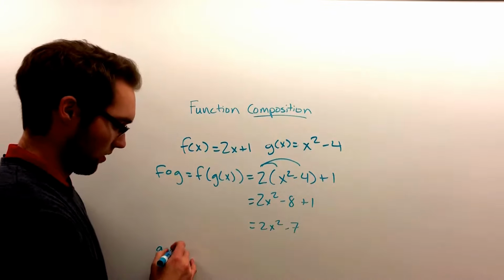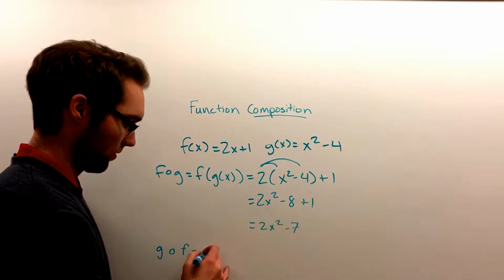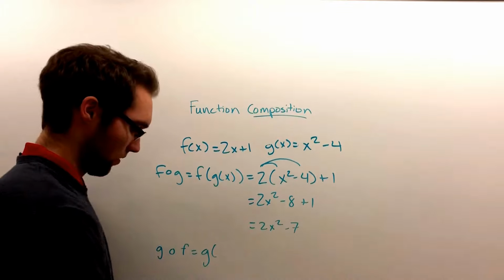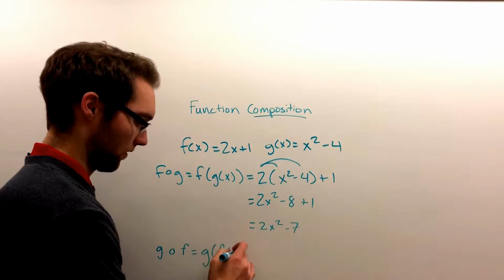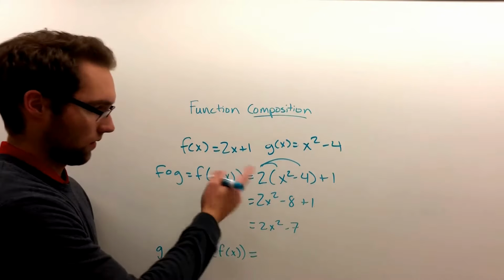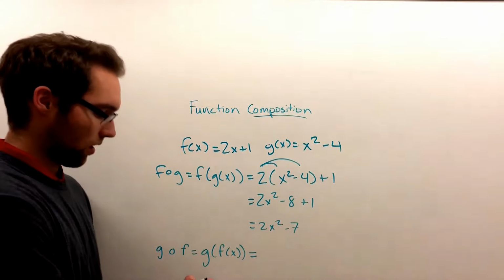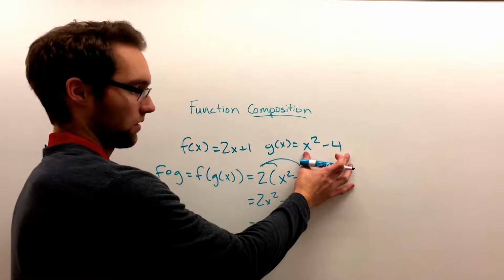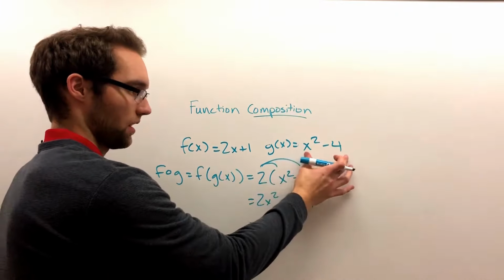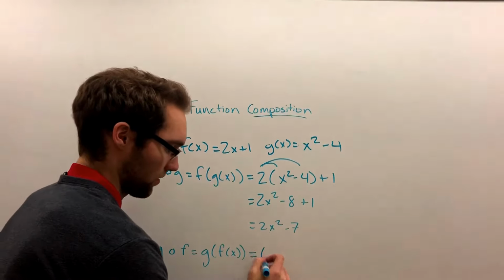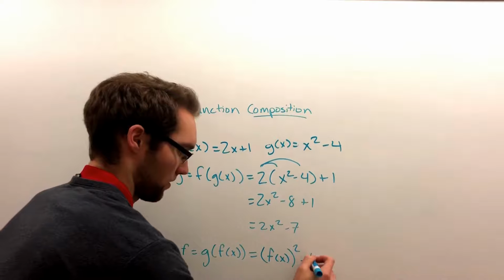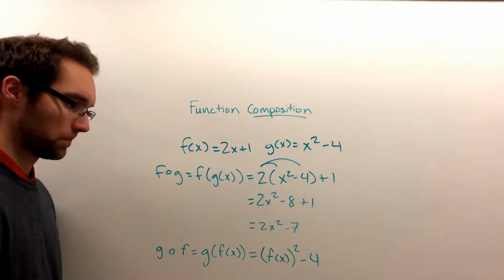So g of f, which is equal to g of... wow, struggling. Okay, so g of f of x. The way that I would do this, I'll show you guys the intermediate step again. Our main function that we're looking at is g of x, and we're going to plug in an f of x for every x in g of x. So what that's going to look like is f of x squared minus 4.